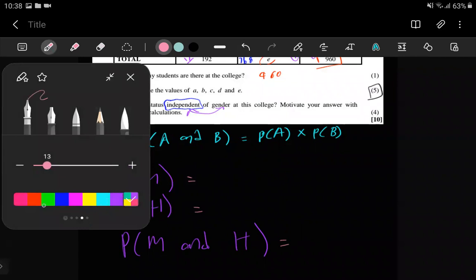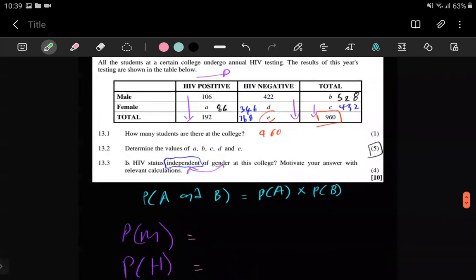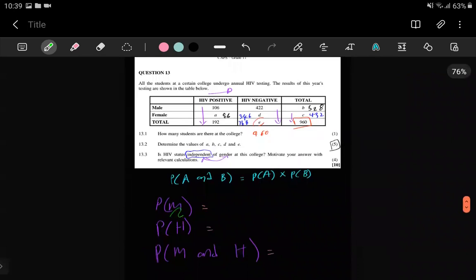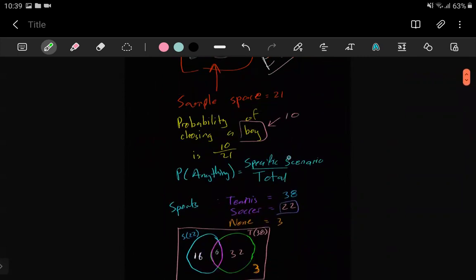Because for independent events, if HIV status is independent of gender, it means that the probability of M and being positive should be equal to the probability of M multiplied by the probability of being positive. So in your table, you can check for yourself, the probability of being male is going to be 528 out of 960. Because remember we said the probability of anything is always the specific scenario that they're talking about divided by the total.